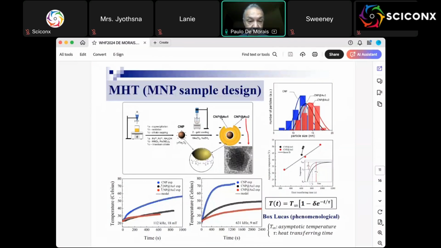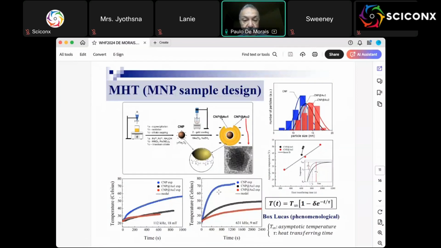However, if you look at the data with the thinner layer and thicker layer of gold on top, the asymptotic temperature goes below 40 C. So it does not even cross 40 C, and then it's not desirable. Both conditions are not desirable.